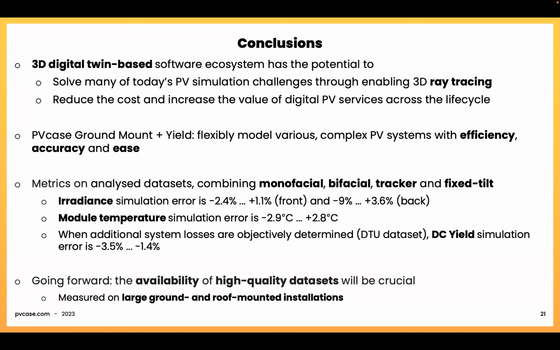So now, going forward, what we want to highlight is the importance of the availability of such high-quality data sets to continue improving the energy yield simulation tools and increasing the confidence in our estimates. And this is especially important for large sites. So I invite you, if you are in the game, to approach me after this meeting or one of my colleagues and have some discussion about this.